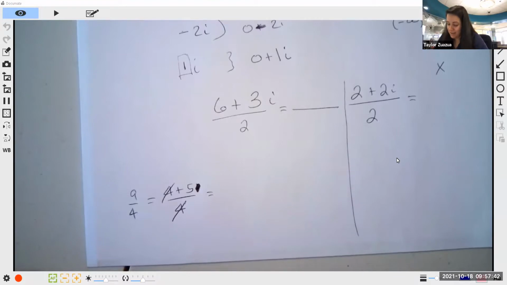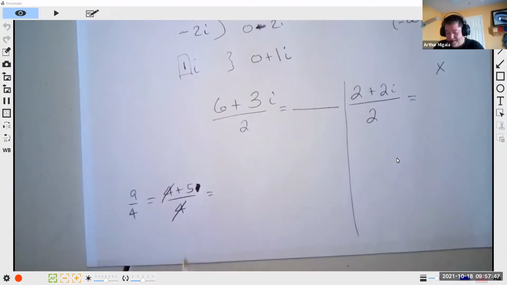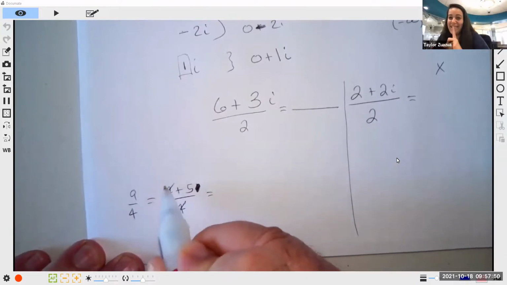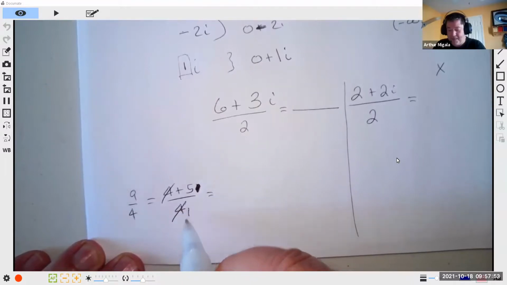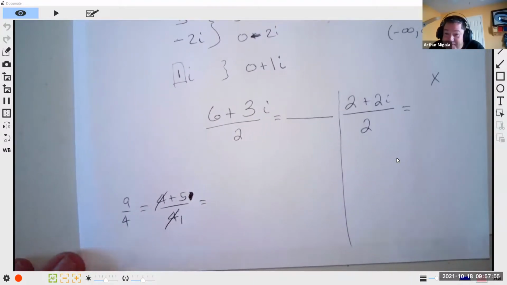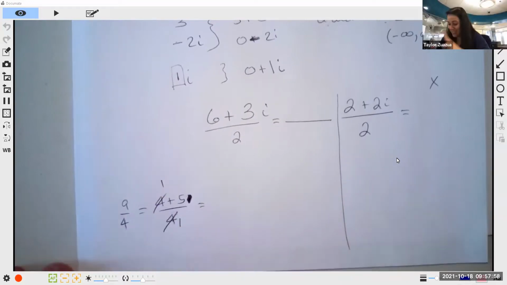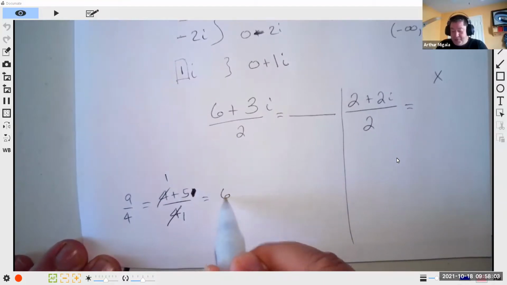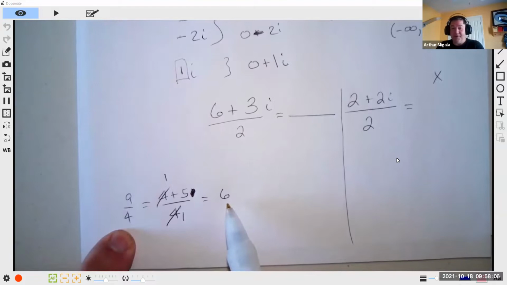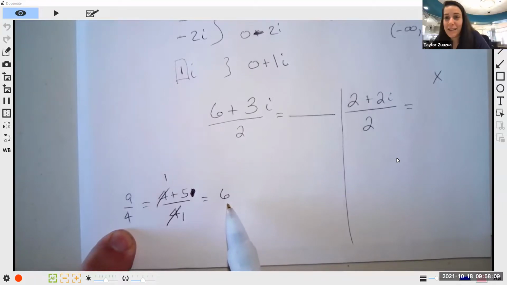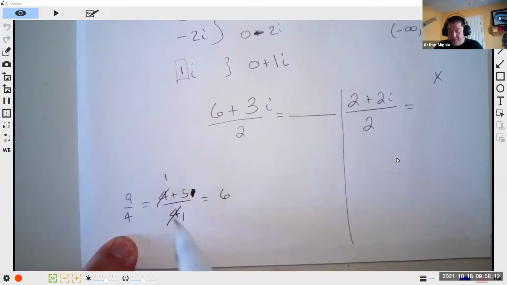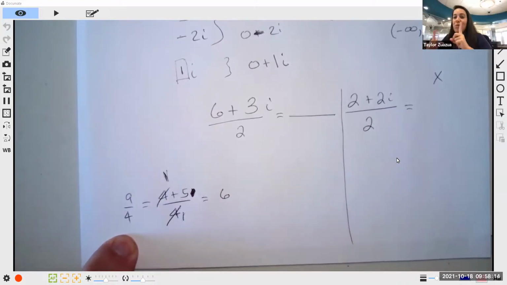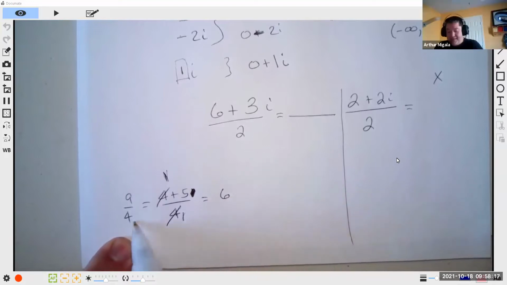You cancel them and it'll be 5. Oh, and everybody falls for that. When you cancel something, how many times does 4 go into 4? One. I was counting the twos in my head already, like 2 plus 2, but no, it's 1. So you'd end up with 6. Is 6 the same thing as 9 over 4? If you cancel the 4s, you'd have a 1 left over. 1 plus 5 is 6. Are these the same numbers? No. So which one is wrong?